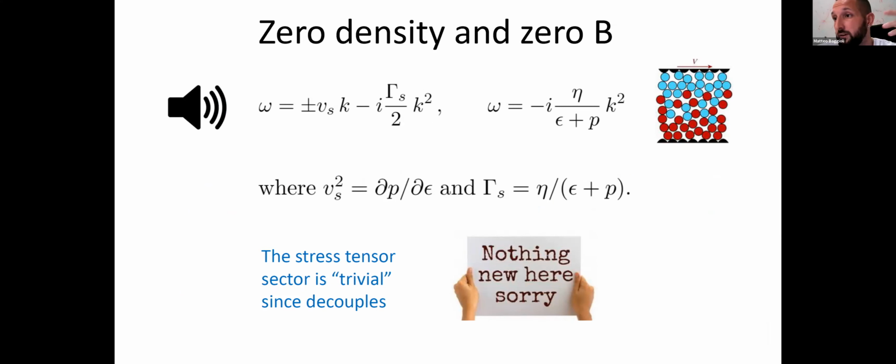In the limit of zero density and zero magnetic field, things become quite simple because the gauge field decouples from the metric, from the stress tensor. So you get a sector which is very common, just the standard sector of the fluid. You get longitudinal sound propagating in fluids. That's nothing new. And this is the diffusion of momentum, what we call shear diffusion, which gives rise to shear viscosity. Nothing new. But we get additional stuff.